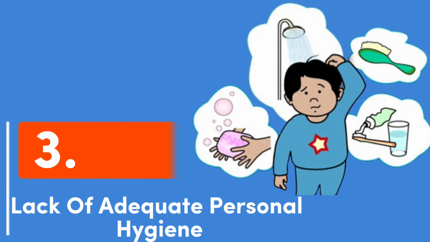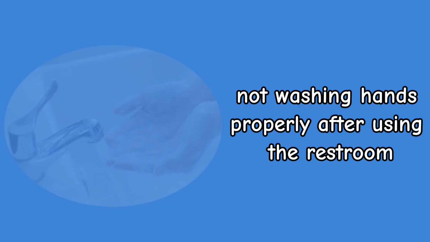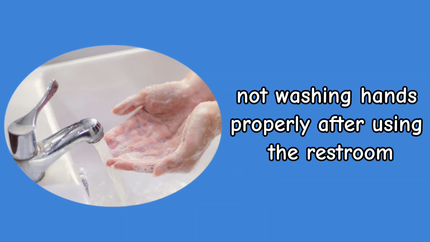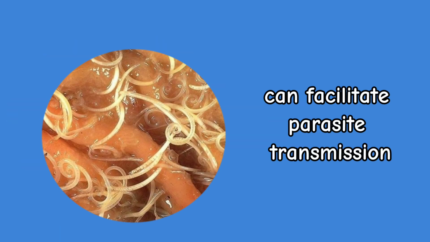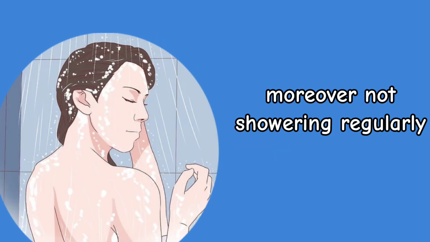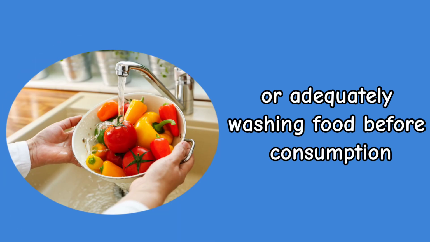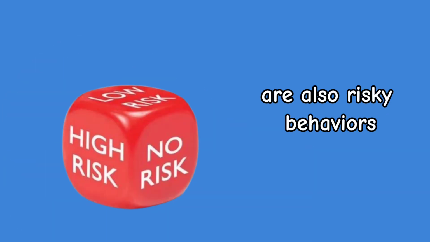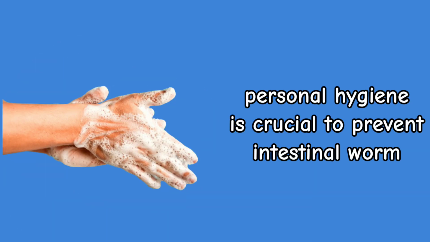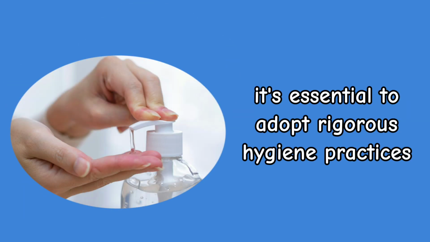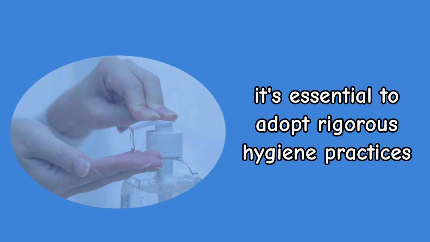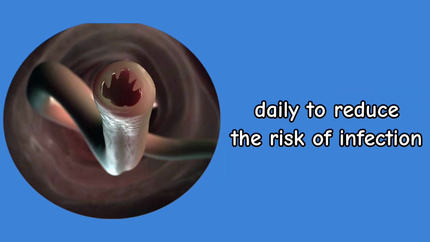3. Lack of adequate personal hygiene. Not washing hands properly after using the restroom, before eating, or handling food can facilitate parasite transmission. Moreover, not showering regularly or adequately washing food before consumption are also risky behaviors. Personal hygiene is crucial to prevent intestinal worm and other parasitic infections. Therefore, it's essential to adopt rigorous hygiene practices daily to reduce the risk of infection.